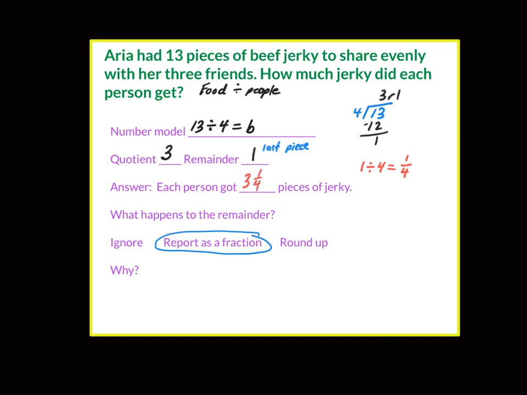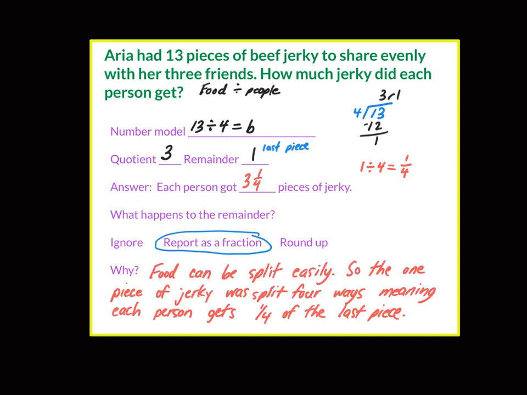And our final question to answer here is the why. Why do we report it as a fraction? And to put it most simply, since food can be split easily, the 1 piece of jerky was split 4 ways, meaning each person gets 1/4 of the last piece.